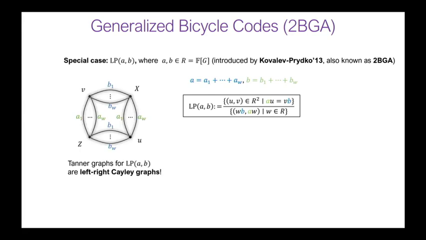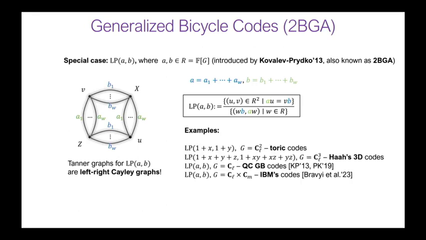And if we consider its parity check matrix, then you can immediately recognize this left-right Cayley graph that was behind all recent constructions of good LDPC codes. So in some sense, maybe we should also call it the Kovalev-Pryadko graph, because they introduced it 10 years ago, but of course they considered only the abelian case.